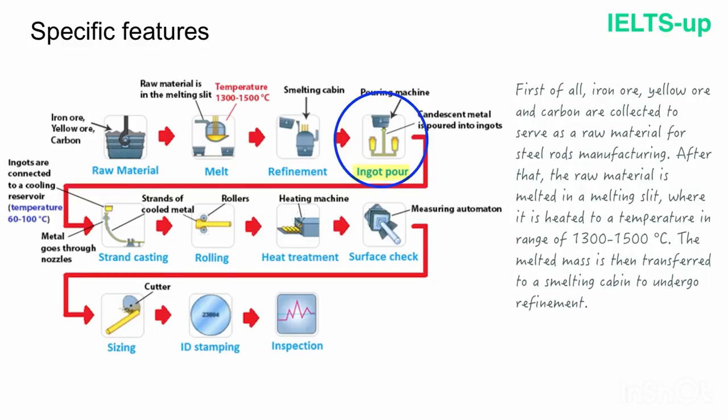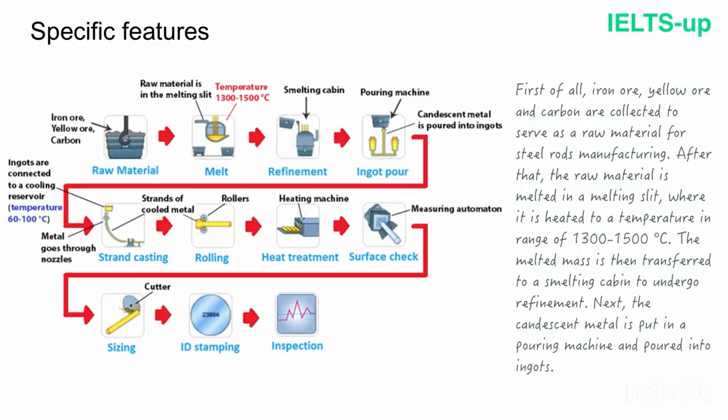It's called ingot pour. The picture shows a pouring machine that pours some material into containers, and a short explanation says, "Condensed metal is poured into ingots." Using this information, I wrote such a sentence. Next, the condensed metal is put in a pouring machine and poured into ingots.